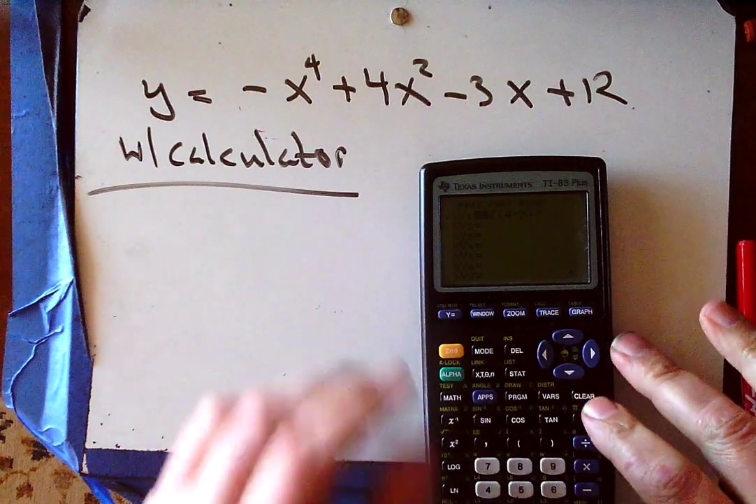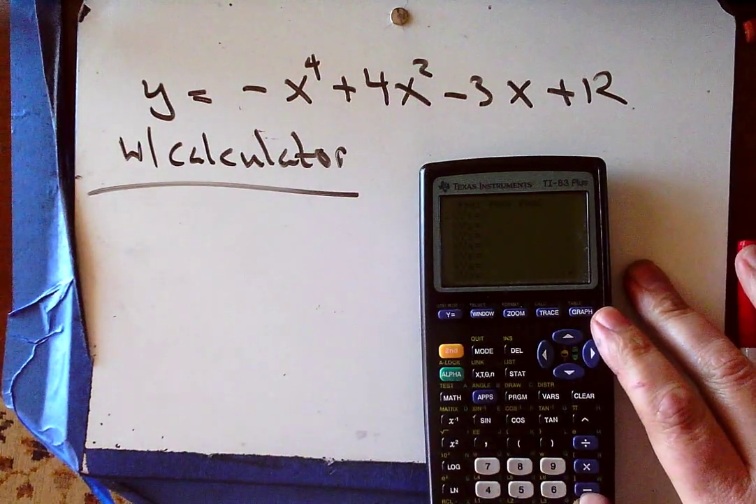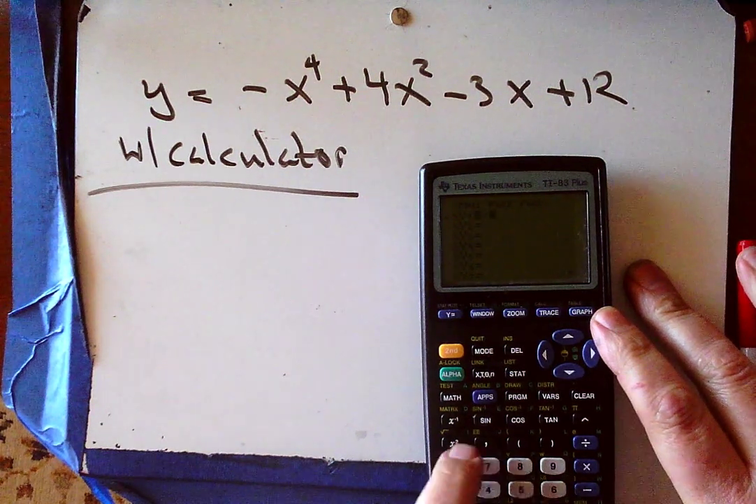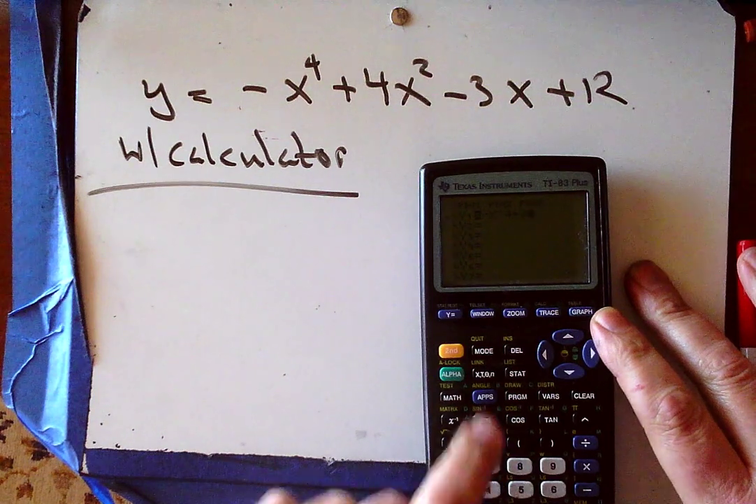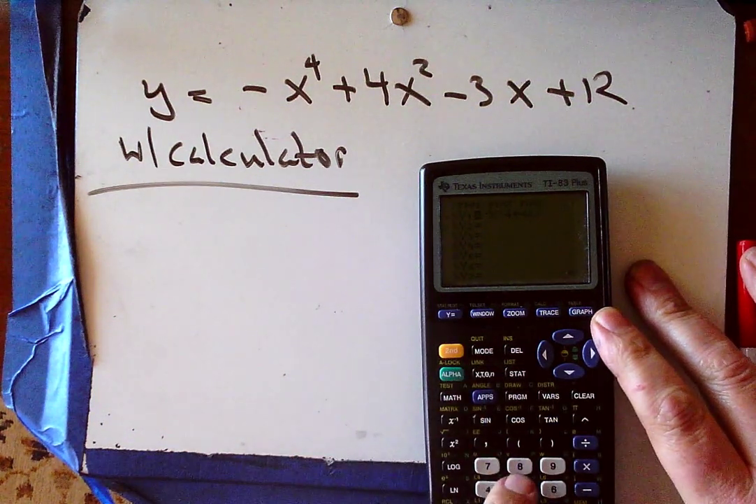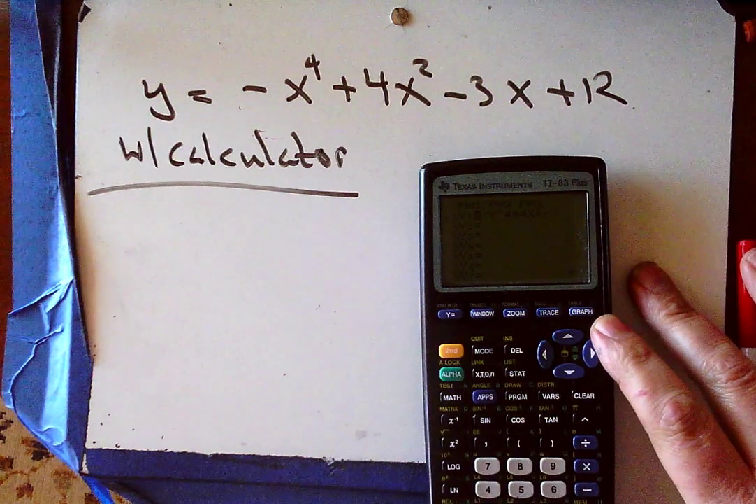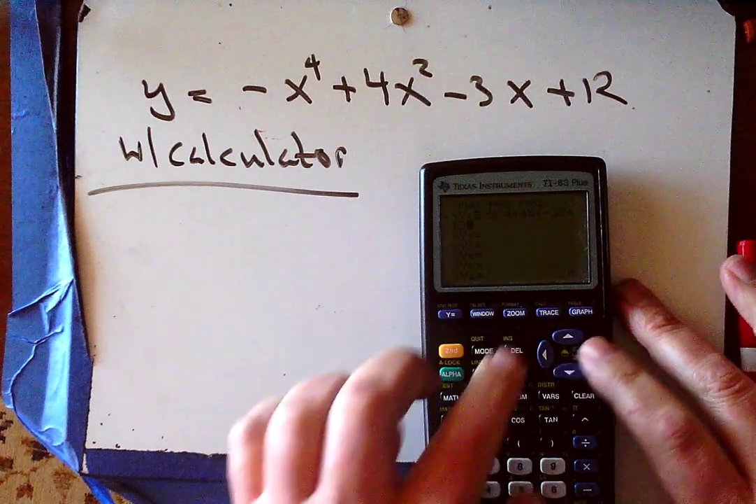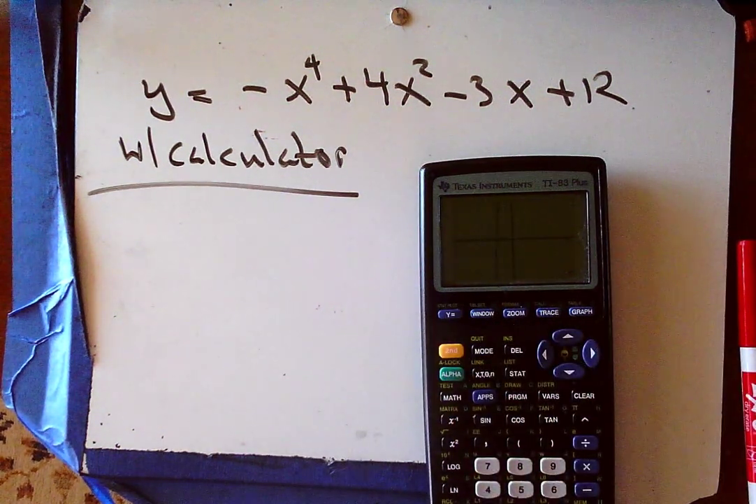I want to go to y equals, and I want to type in, remember to use the negative and not the subtraction symbol, negative x to the 4th plus 4x squared, oops, x squared, yes, minus 3x plus 12. Okay, and I'll start with this as standard window, so I did zoom standard.